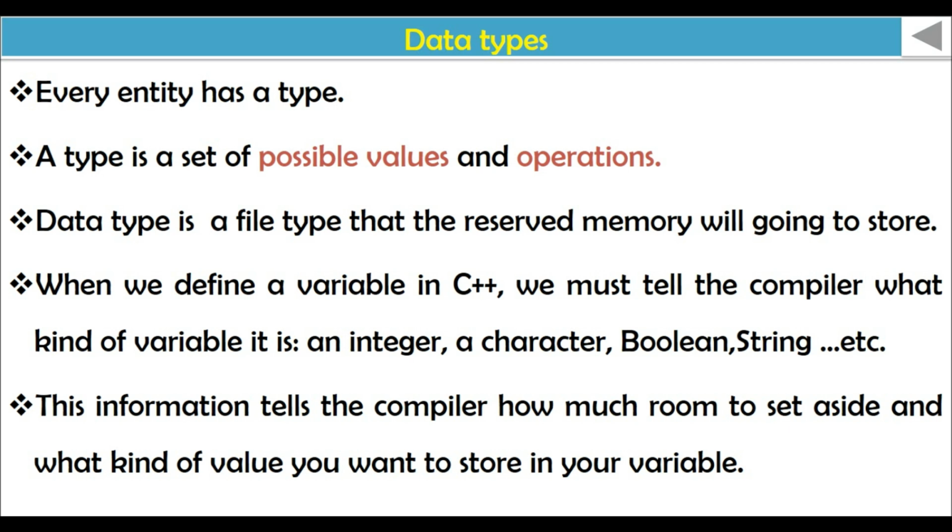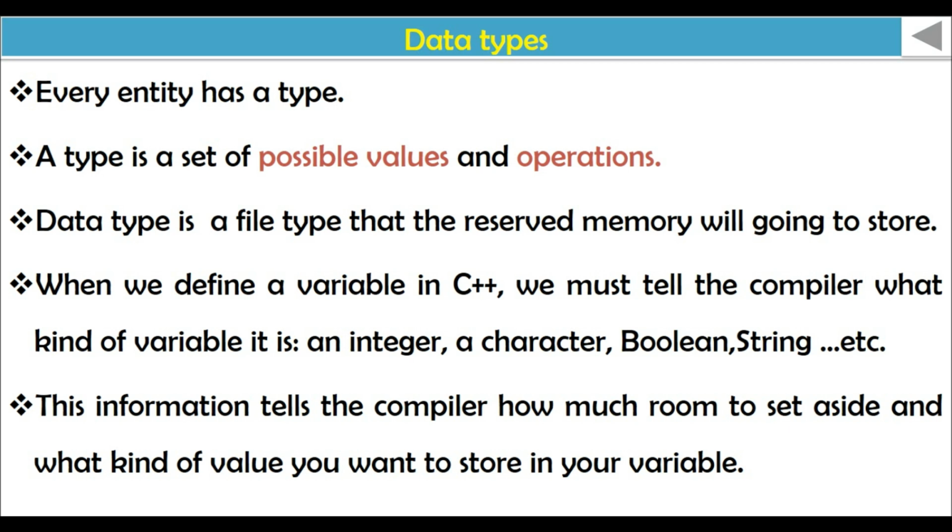file type that the reserved memory will store. And when we declare a variable, we are just determining the data type that the reserved memory will store. ያ ሪዘርቭ ያደረግነው named memory የሚይዘው ዳታ ምን አይነት ዳታ ነው የሚለውን ዲተርማይን የምናደርግበት ነው. So when we define a variable in C++ programming we must tell the compiler what kind of variable it is, so we're going to determine its data type before giving that reserved memory a name. ስም ከመስጠታችን በፊት መጀመሪያ ዴታ ታይፑን ነው ዲተርማይን የምናደርገው.